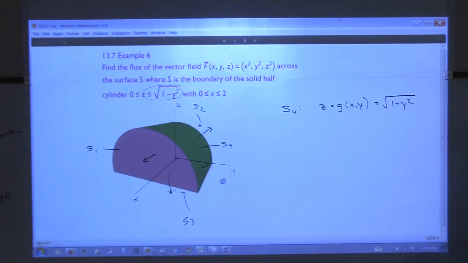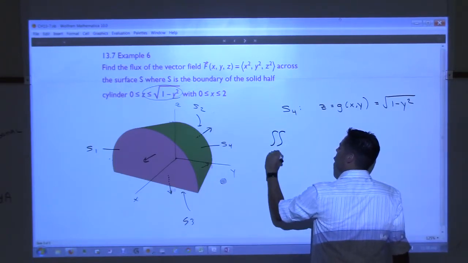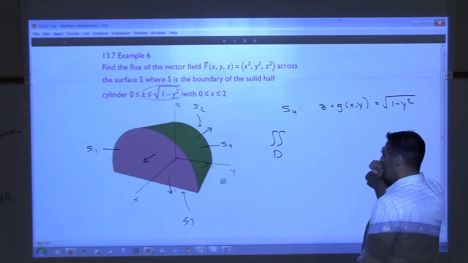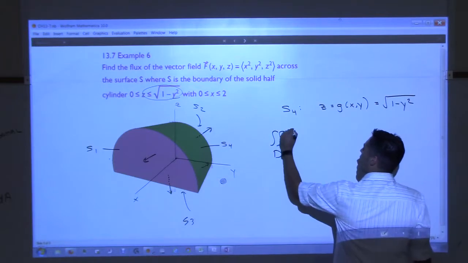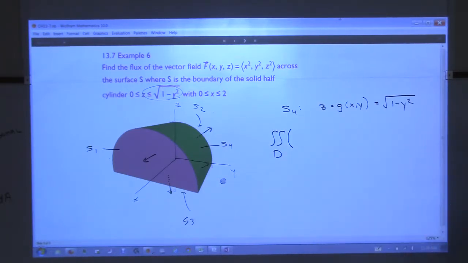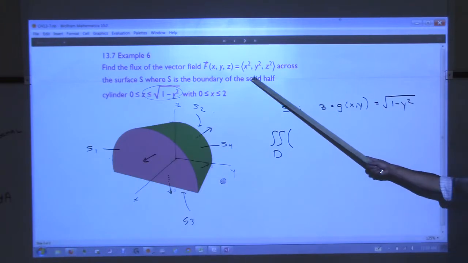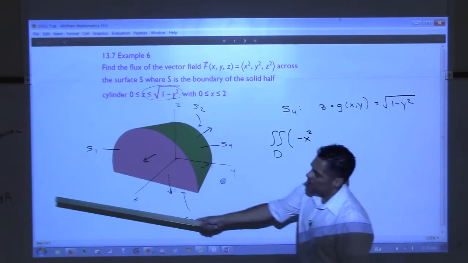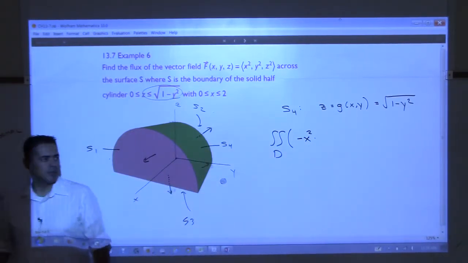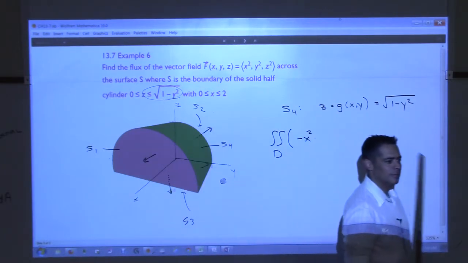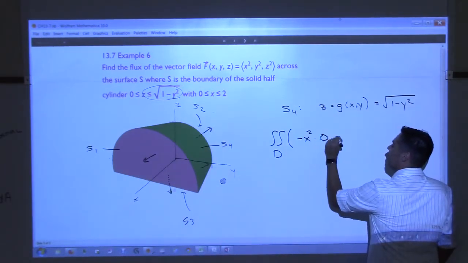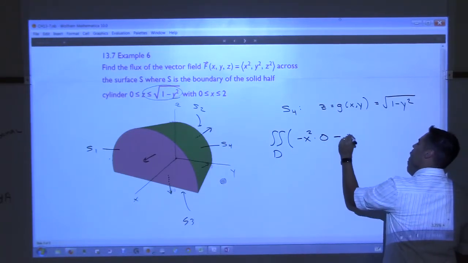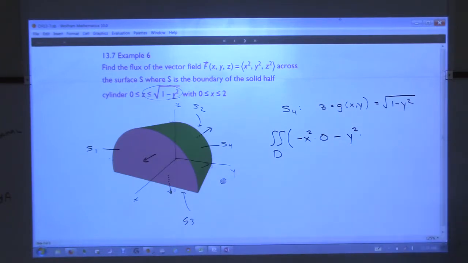So I'm going to use that formula. It's going to be the double integral over D. What are the domain variables we're going to be using here? X and y. Okay. And then I'm going to do negative P. So what's negative P? Negative x squared times the partial of g with respect to x. I don't have an x, so 0. All right, now minus Q. Q is y squared, but then the partial of g with respect to y.